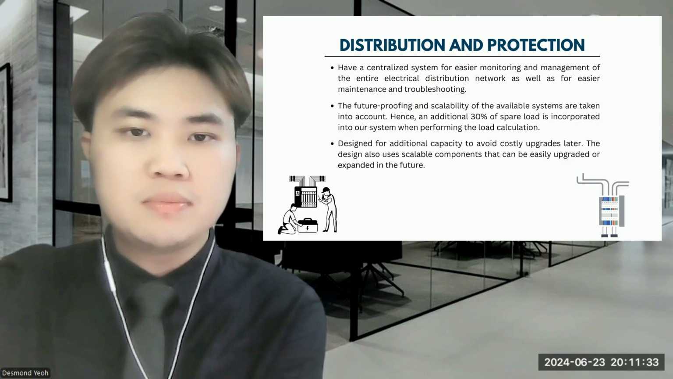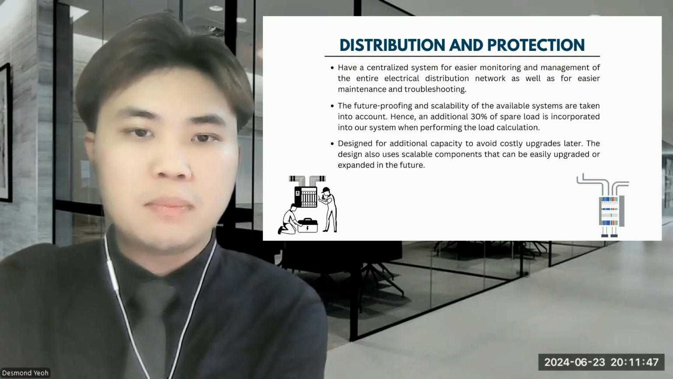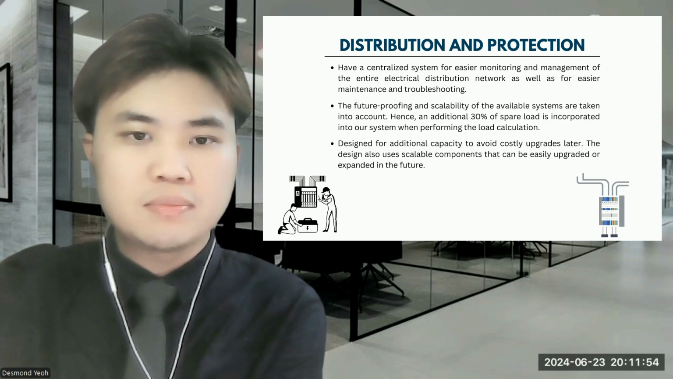Firstly, our distribution system is centralized in the main switch room, which is located at the office building ground floor for easier monitoring and management of the entire electrical distribution network, as well as for easier maintenance and troubleshooting. This will also reduce costs when it comes to design of the distribution systems.